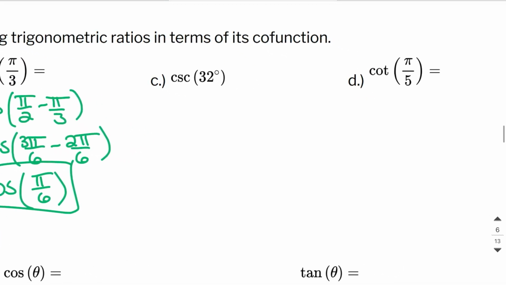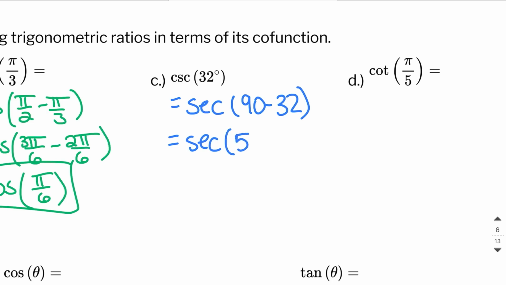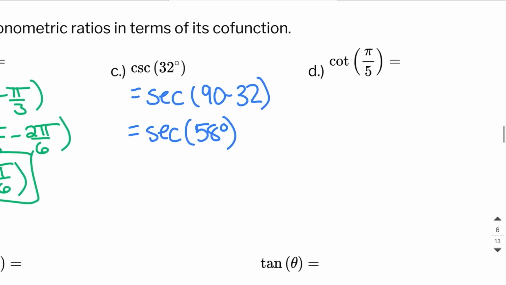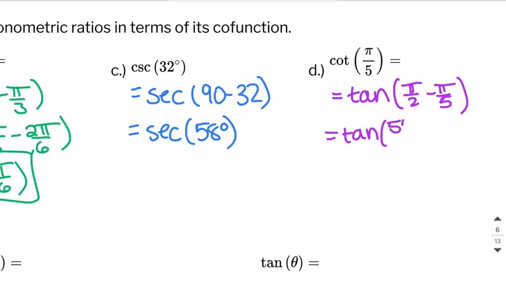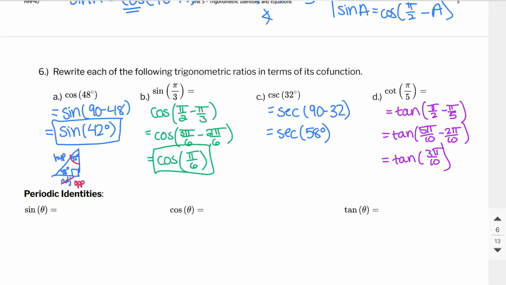Okay, next one, cosecant. The cofunction for it is secant, and then I'm going to do 90 minus 32. So this should be secant of 58 degrees. Okay, and then cotangent, its cofunction is just tangent, and then we'll do pi over 2 minus pi over 5. So I'll get here tangent of 5 pi over 10 minus 2 pi over 10, just getting my common denominator. So this would be the tangent of 3 pi over 10. And I am done with these questions right here.